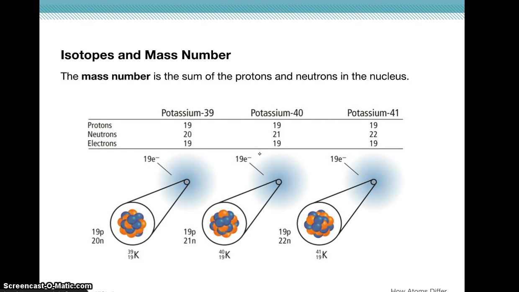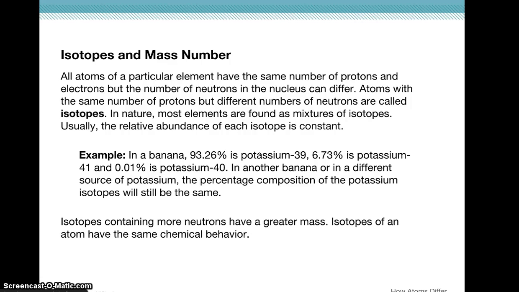Okay, go back. All right, so we know about the atomic number, we know about protons. Now we want to talk about neutrons. So all atoms of a particular element have the same number of protons. We just talked about that. That's what makes it that element. They also have the same number of electrons, but the number of neutrons in the nucleus can differ. Atoms with the same number of protons but different numbers of neutrons are called isotopes. And in nature, most elements are found as mixtures of isotopes. So there are rarely any pure elements that are only one isotope.